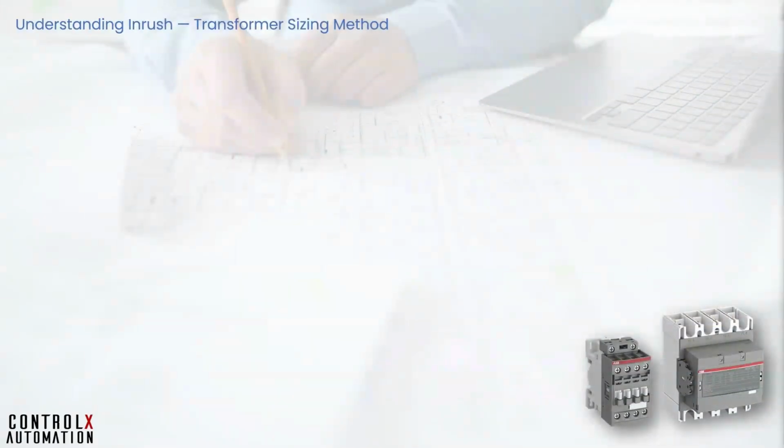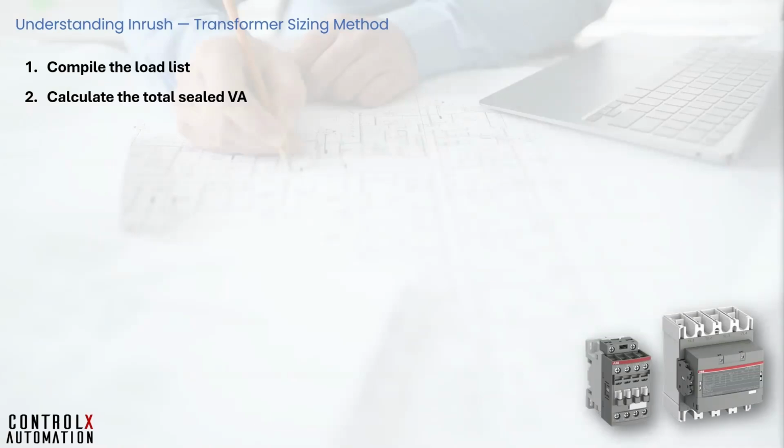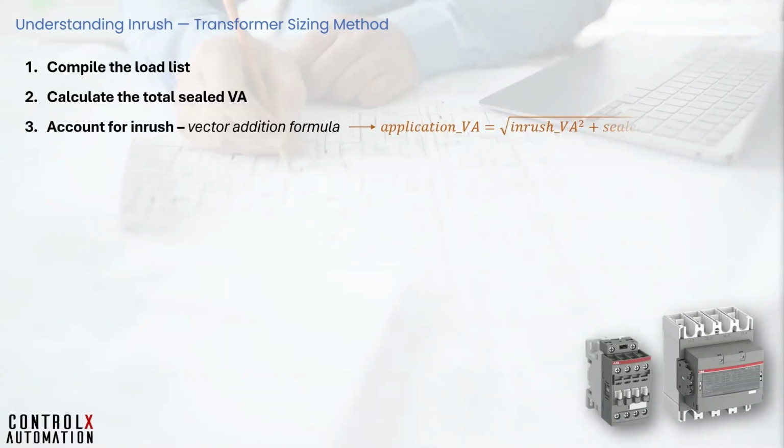Let's look at the step-by-step methodology. The first step is to compile the load list and list every load, its sealed VA and its inrush VA if applicable. Remember, this only applies to electromagnetic switching devices, as we have learned. Next, sum up all the sealed VA values for the connected loads. Then account for inrush using the vector addition formula that we saw earlier.